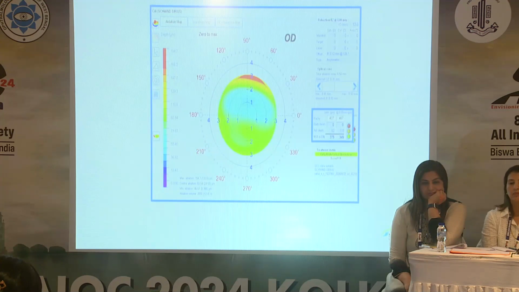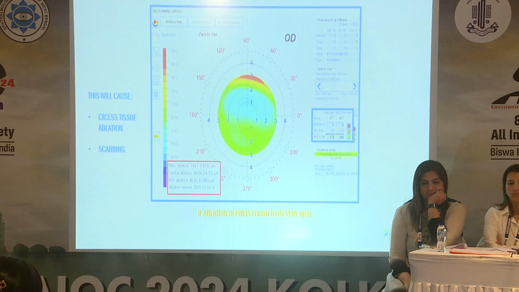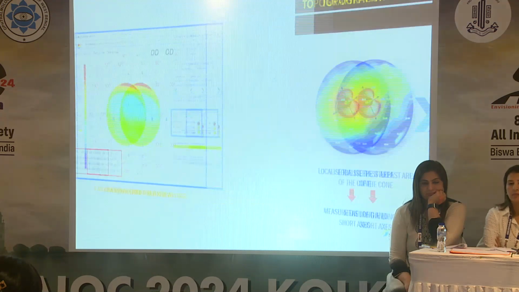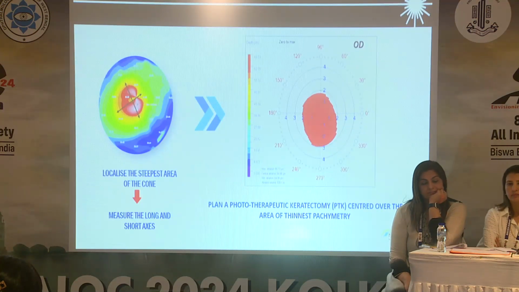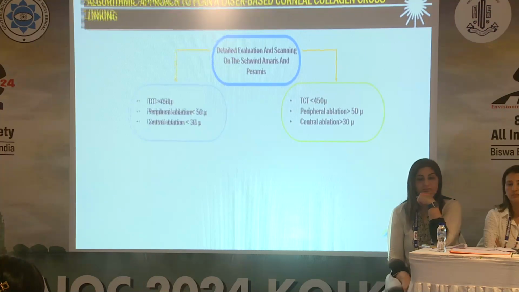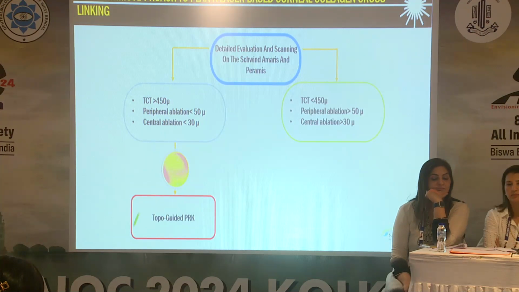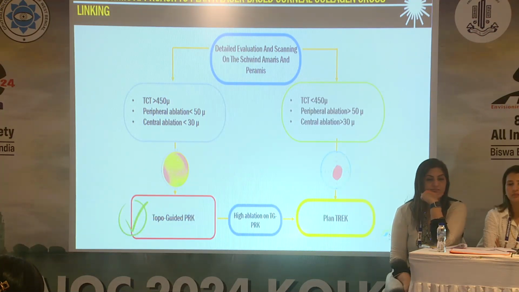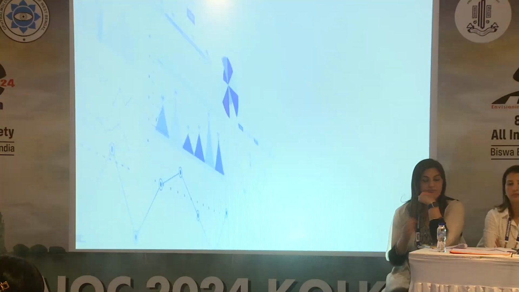But if this is not the case, if we have a higher ablation after doing all this, this might cause an excessive tissue ablation and scarring. So in these patients, we performed a TREC by localizing the steepest area of the cone by measuring it on the cirrus and then planning a PTK on the Schwind software. So this is just an algorithm to show how we proceeded. Basically, if there was a thinner cornea or if there was a higher ablation planned on the TGPRK, we planned a TREC.